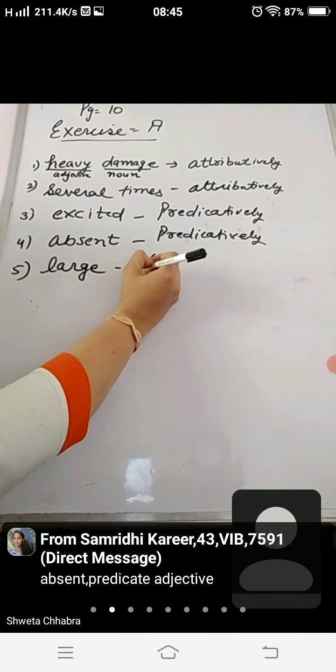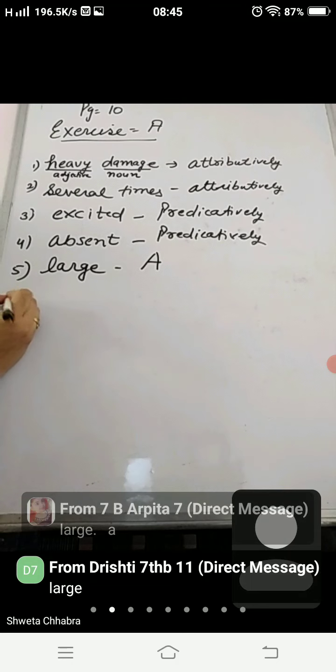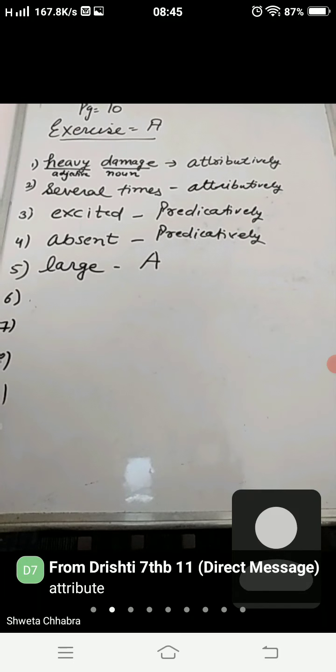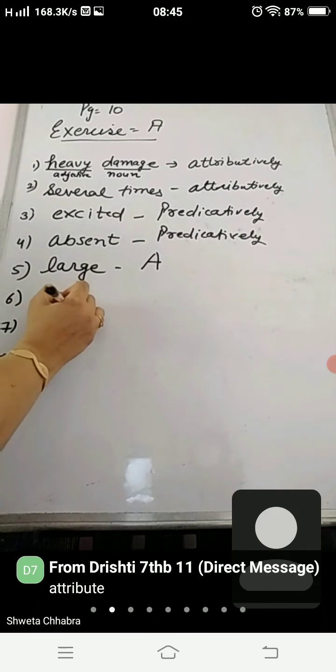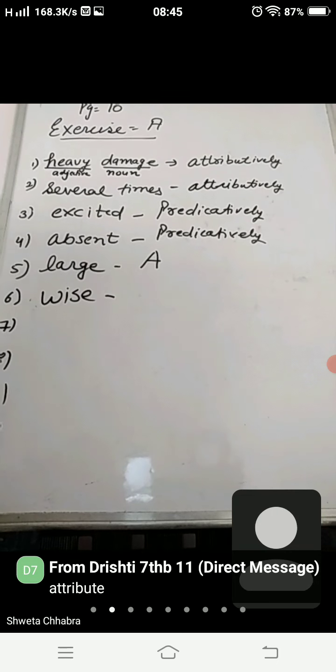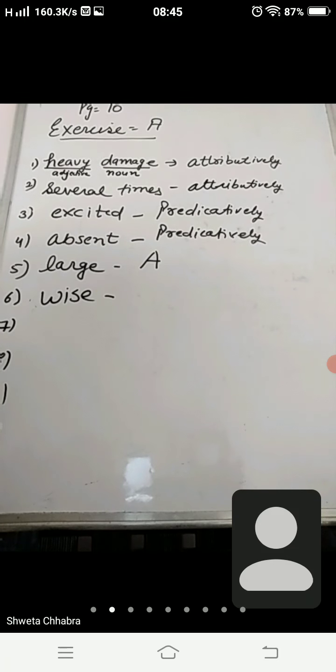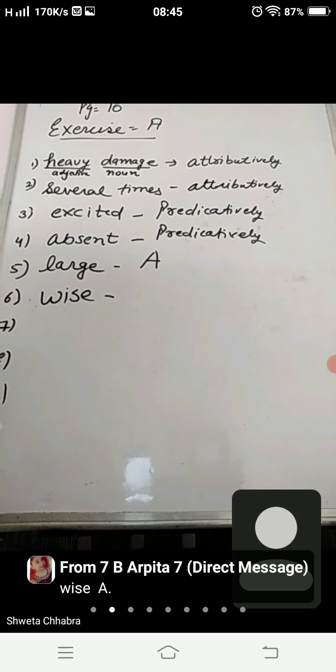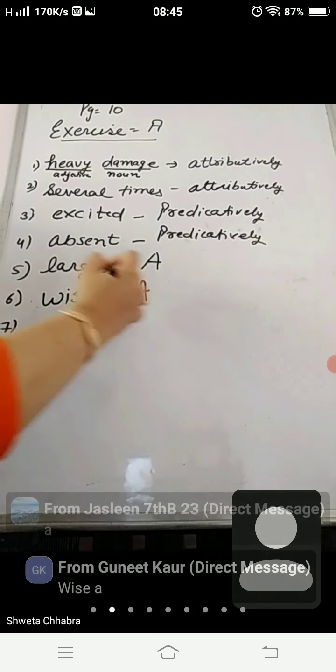So I will be writing A for attribute and P for predicatively. So do it fast. The wise man waited patiently. Wise. What will be wise? Only 3-4 students are participating. What about others? Yes, it is attributively.